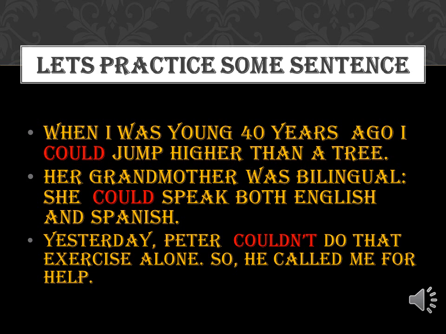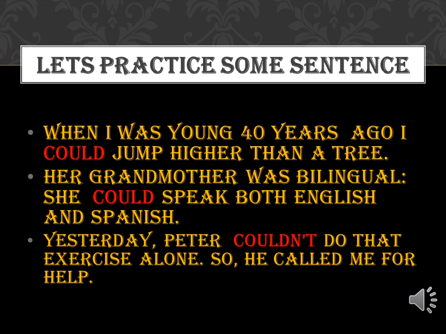Okay, so let's practice some sentences now. When I was young 40 years ago, I could jump higher than a tree. In this sentence, the clause before could is telling a time limit of 40 years in which this old man was having an ability. The clause after could, jump higher than a tree, is that ability that man was having 40 years ago. So the sentence goes like, when I was a young man 40 years ago, I could jump higher than a tree.